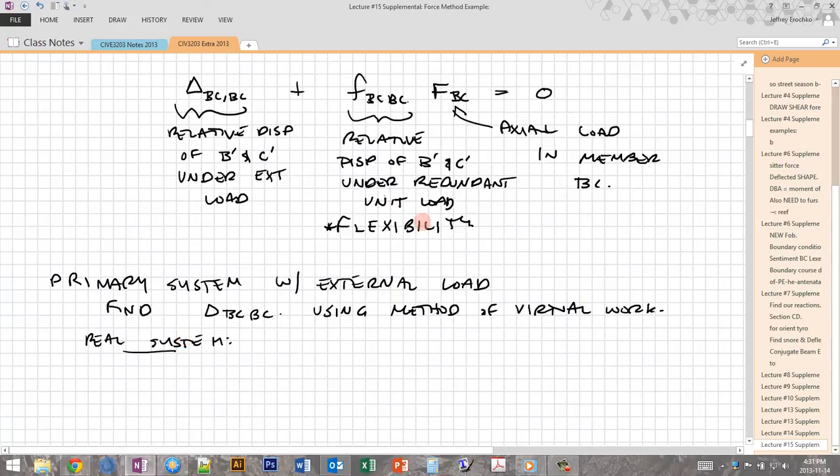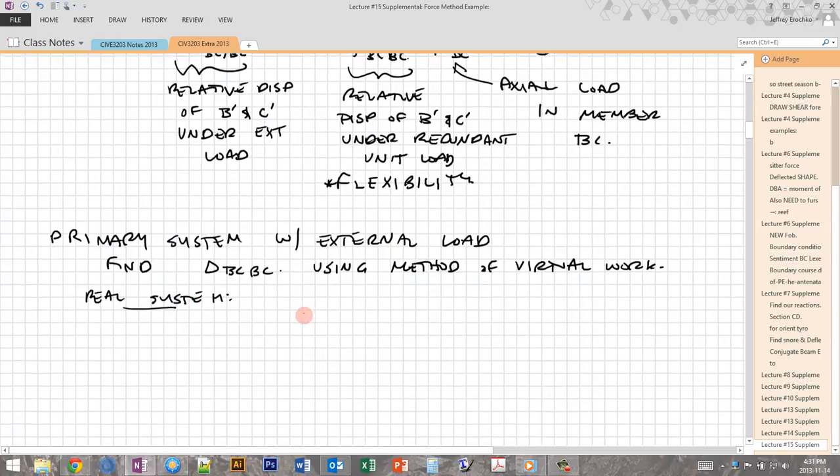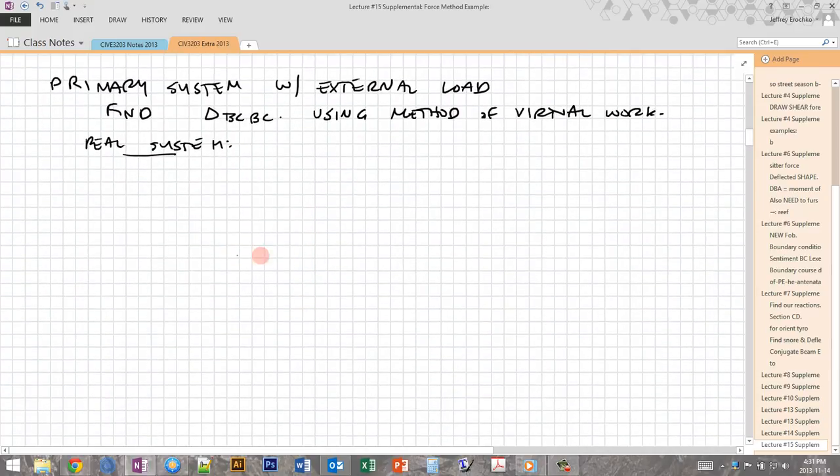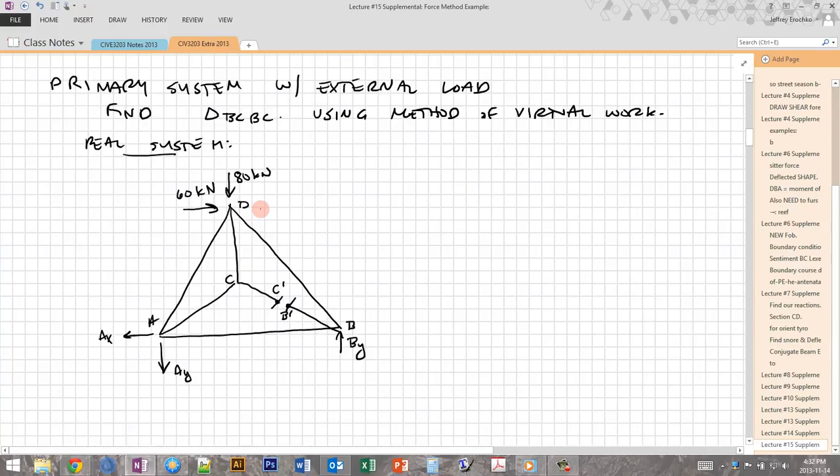So for the first part, finding delta BC, we're going to, as I said, use the primary system. We're going to apply that external load, and then we're going to find delta BC by using the method of virtual work. So our real system is the primary system, which looks like... So here it is, our primary system. This member is cut, so it can't take any load unless I apply load there. And then I'm applying my external loads, and I have my reactions. So I can find my reactions easily using equilibrium.